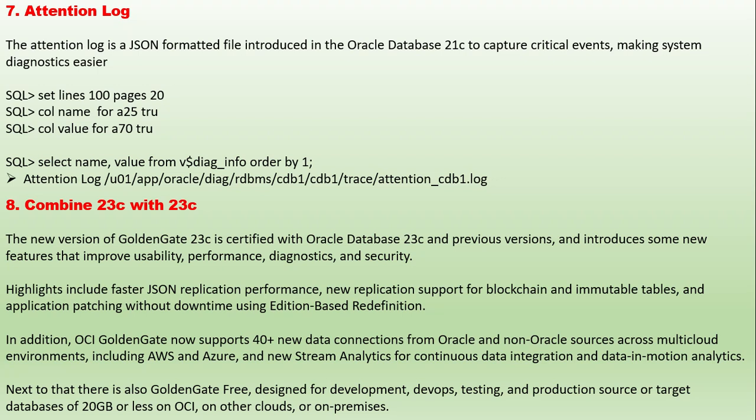Number 7, attention log. The attention log is a JSON formatted file introduced in Oracle 21c to capture critical events, making system diagnostics easier.